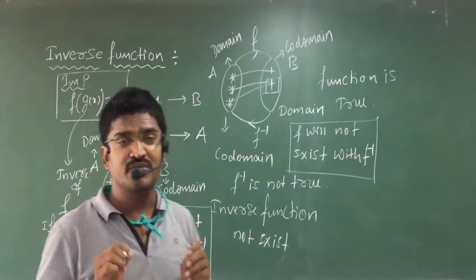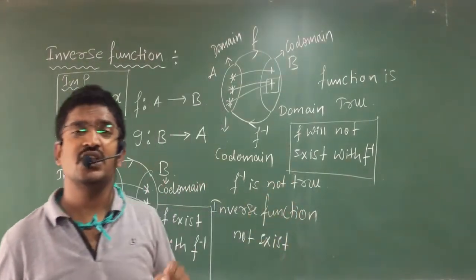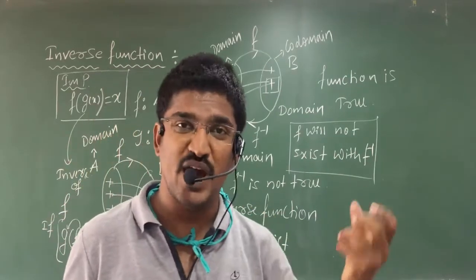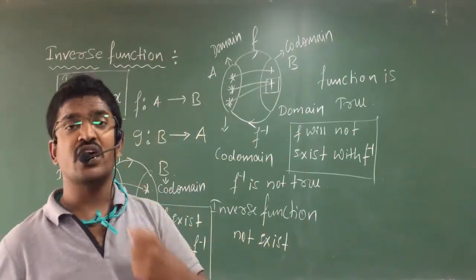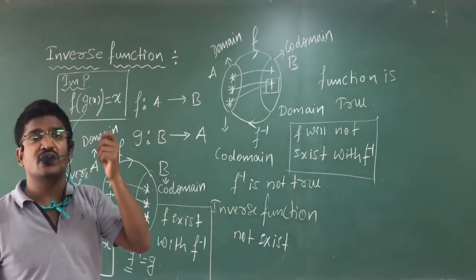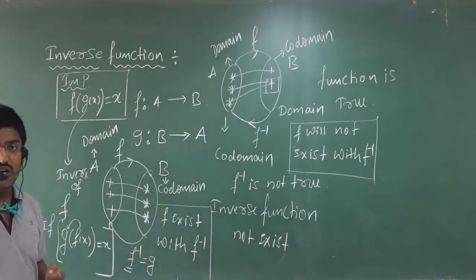So from this we come to know that there exists an inverse function if the function is both one-one and onto, or we call it bijective. One more thing, to show an inverse function, f of g of x must be equal to x, or g of f of x must be equal to x.